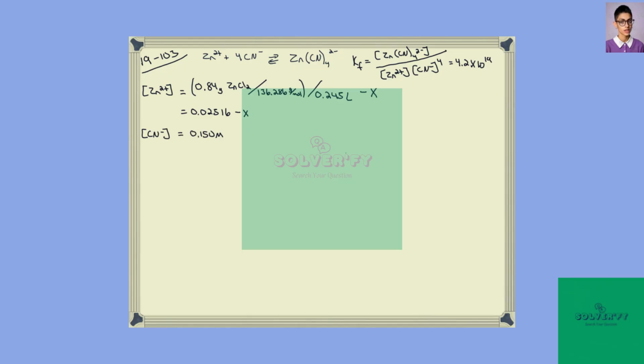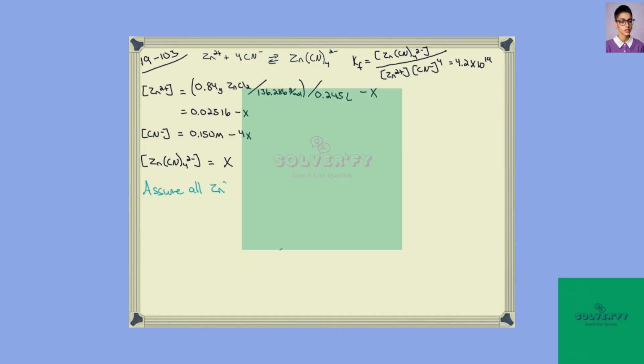We can do something similar with cyanide. In the case of cyanide, we had an original concentration of 0.150 molar sodium cyanide, which was given to us. When this is consumed, for every 1 zinc, we need 4 cyanides. So the change in concentration of the cyanide will be minus 4x instead of just minus x. Then the complex ion concentration will be equal to x. If this decreases by x and this decreases by 4x, according to the stoichiometry, this should increase by x.